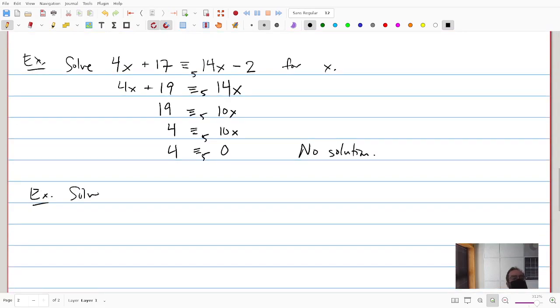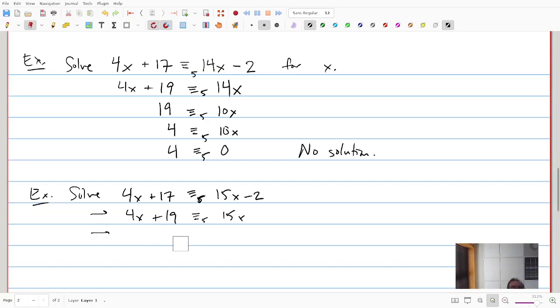So I'll just change this slightly to do 4x plus 17 is equivalent modulo 5 to 15x minus 2. How about that? So 4x plus 19 is equivalent modulo 5 to 15x. I added 2 to both sides. I'm going to subtract 4x from both sides. You know what, I'm going to do several steps at once.